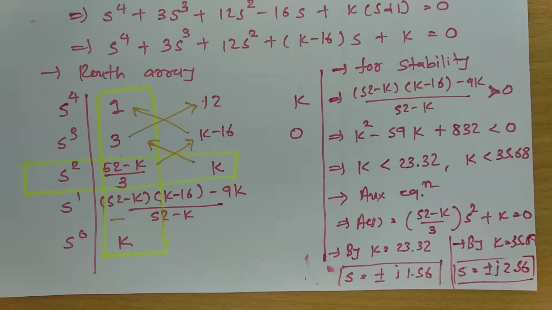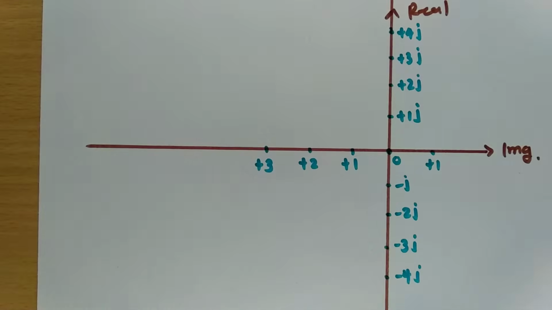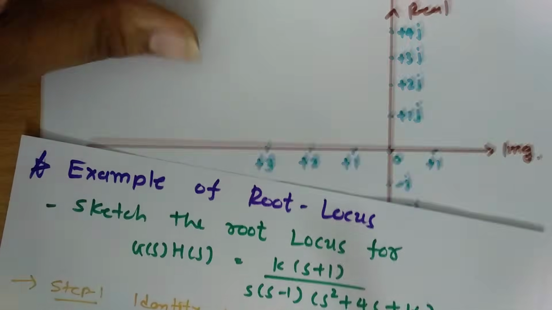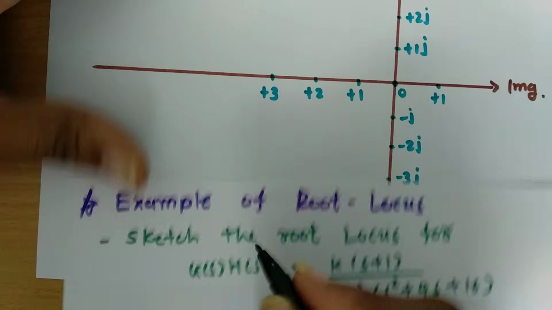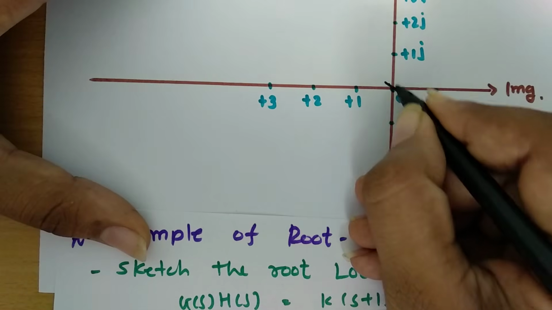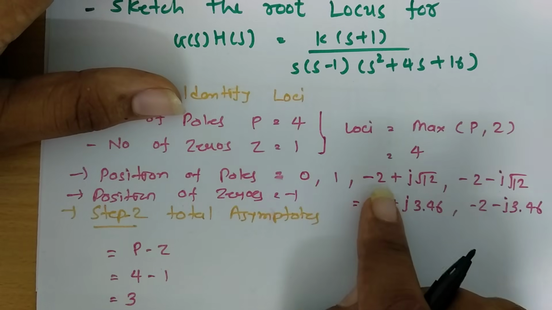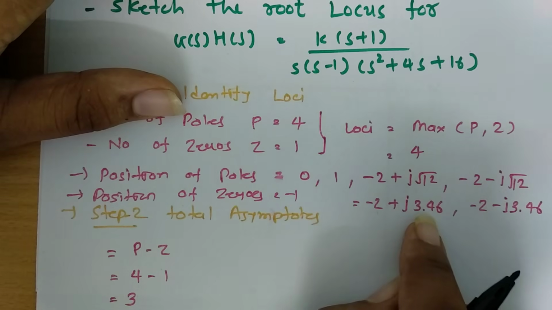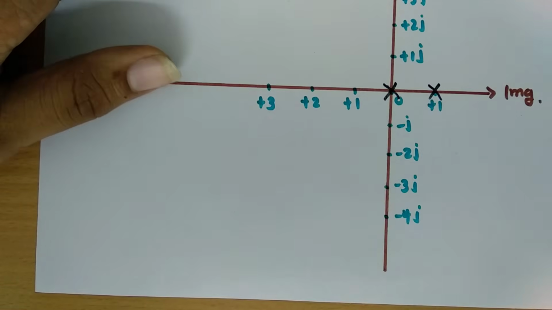Now let us use all those calculations for plotting the root locus. So here I have a root locus diagram which we can see in this figure, and let us place all those things which we have calculated. Here we have poles at 0 and 1. So let us place all those things first of all. The pole is at 0, a pole is at 1, a pole is at minus 2 plus j 3.46, and another pole is at minus 2 minus j 3.46.